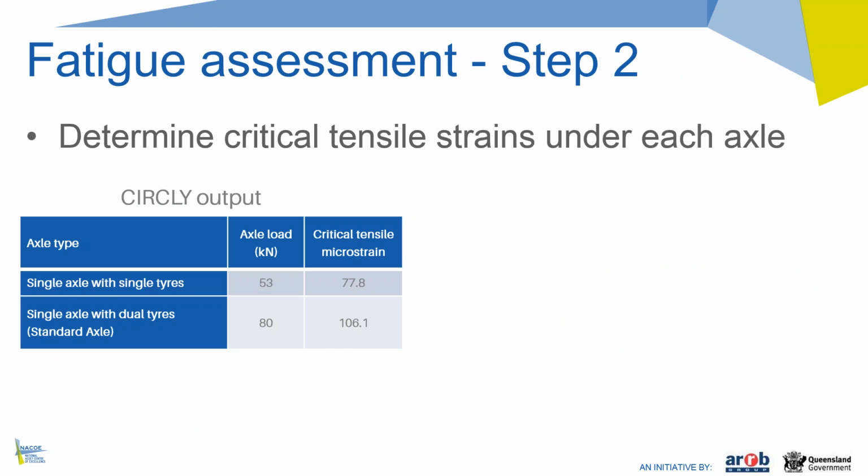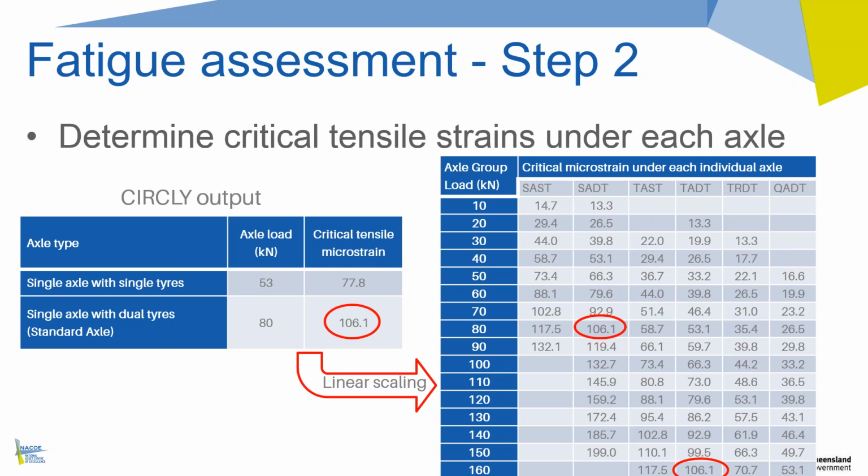Our next step is, we will input that pavement structure into Circly and determine the critical tensile strains under our 2 axle types that we've already mentioned, so under a single axle with single tyres and a single axle with dual tyres. So that was done using loads of 53 and 80 kilonewtons again, and ending up with those strains 77.8 and 106.1. So we then take those strains, put them into a spreadsheet, and we can calculate the strains at every other combination of axle group load and axle group type. Again, remembering that these are strains under the actual individual axles from the groups and not the whole group itself. So we then use those strains in the calculation of the allowable loadings.